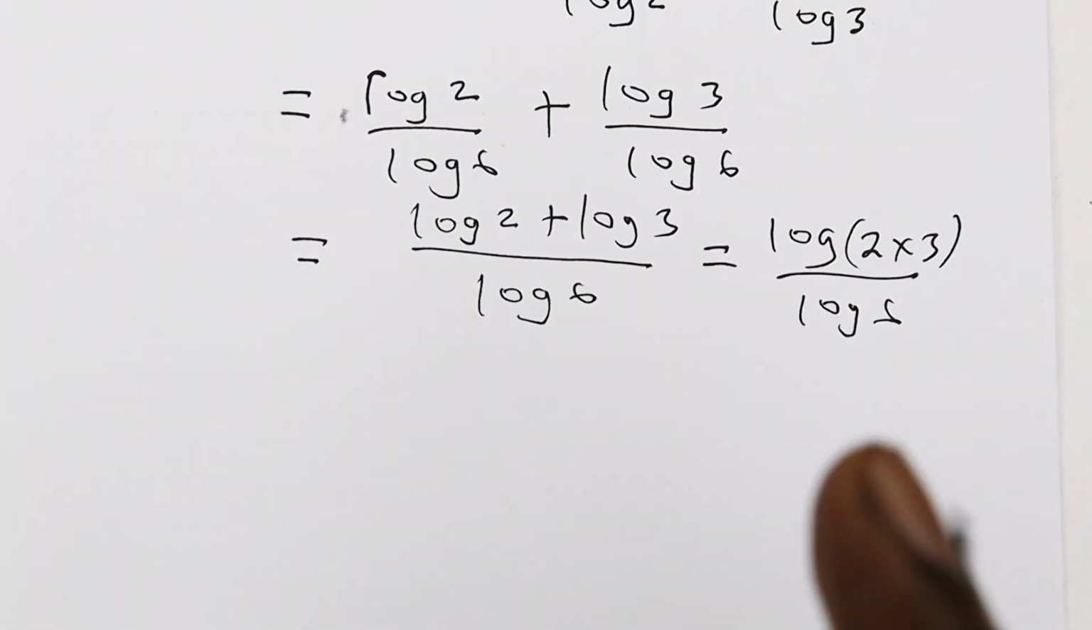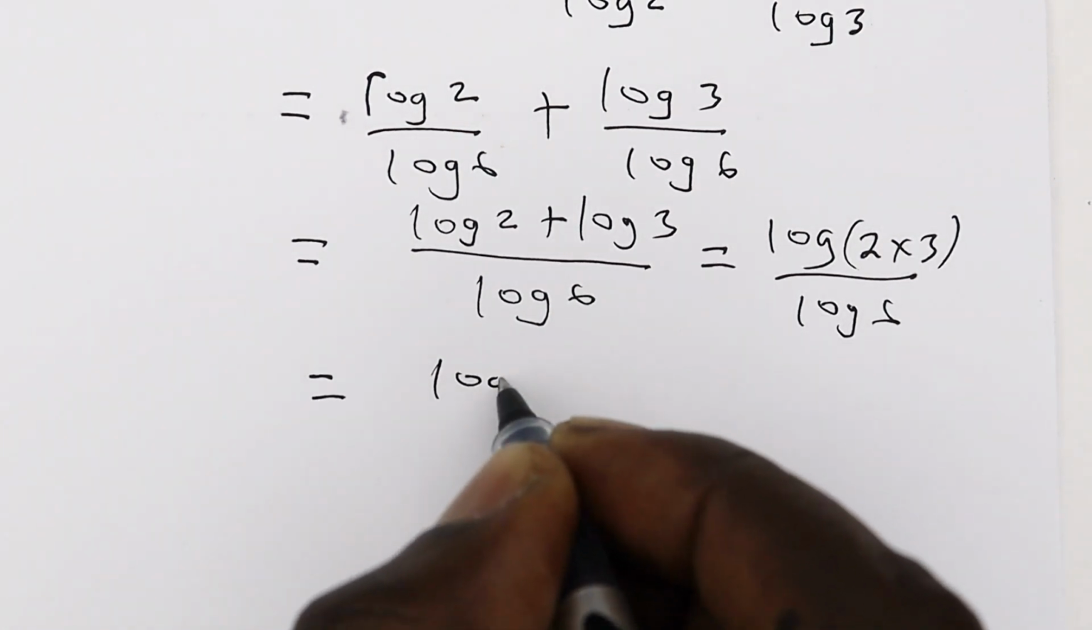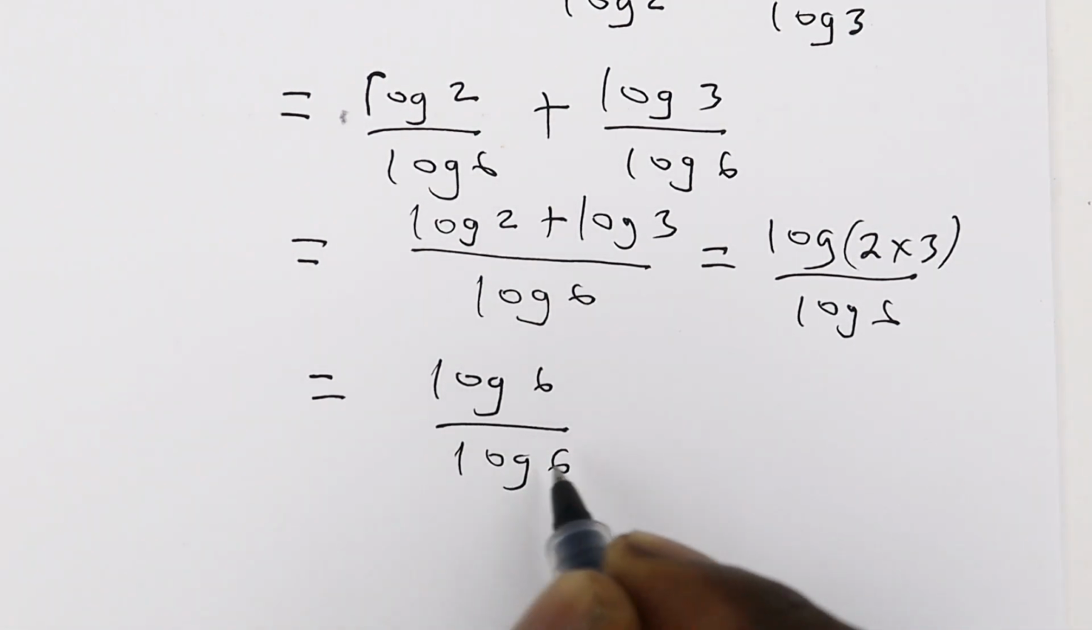So now let us simplify this. We're going to have log of 2 times 3, that is log of 6, over log of 6, which is just 1.